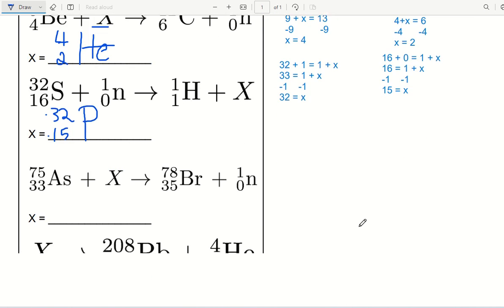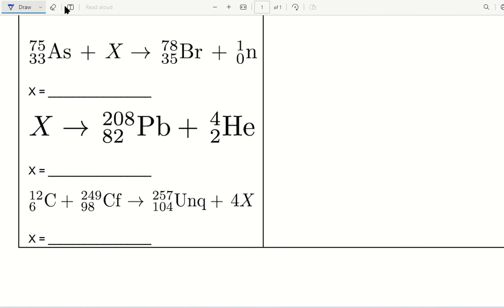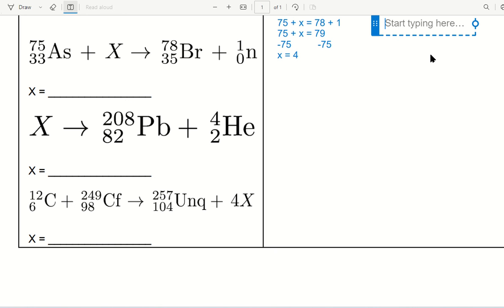All right, now we are on to the next one, okay? And let's set up our equations. So top equation, 75 plus x equals 78 plus 1. Okay, let's combine those like terms. Equals 79, minus 75 from both sides. And what do we get? x equals 4. All right, bottom number.